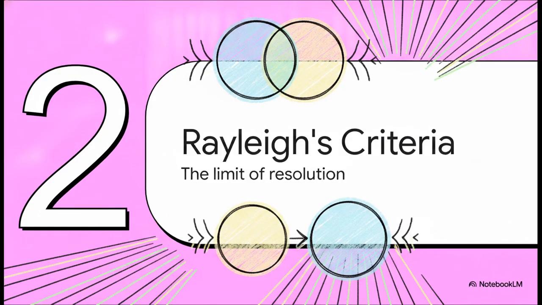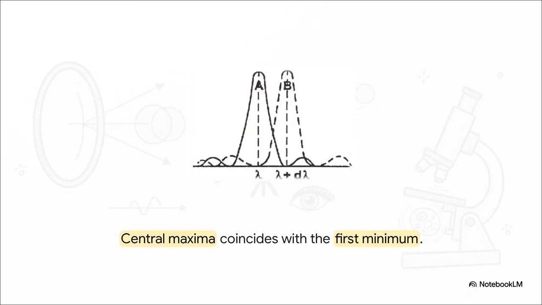Which brings us right into section 2, Rayleigh's golden rule. Now, you might be wondering, how do we mathematically know when that blurry blob actually becomes two separate things? Visually, it looks exactly like this. Look closely at how the solid line, that's A, and the dotted line, B, overlap. These represent the diffraction patterns of two totally separate sources of light. Because of that bending light we just talked about, they aren't sharp little points. Instead, they're spread out waves with a big central peak and these smaller ripples fading out around them.